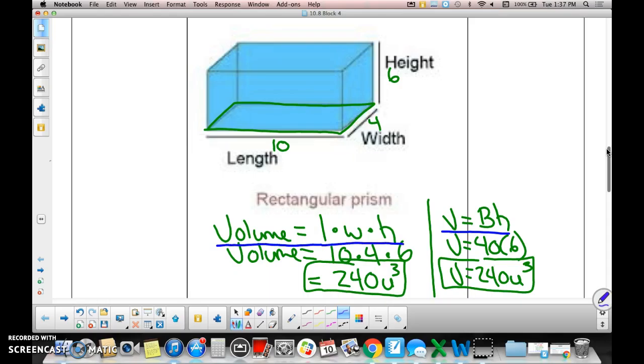Length times width times height. And then area of the base, you guys, is actually length times width, correct? Yeah. Okay. Sweet.